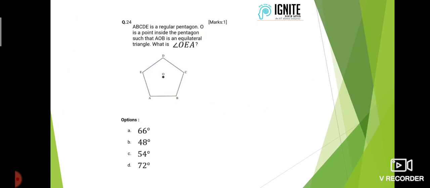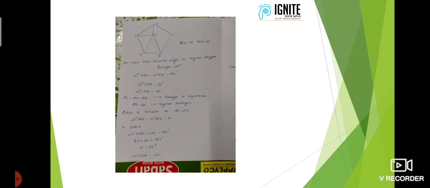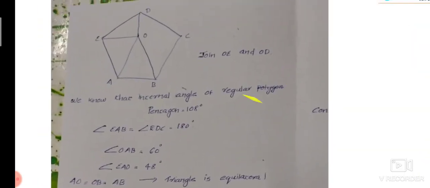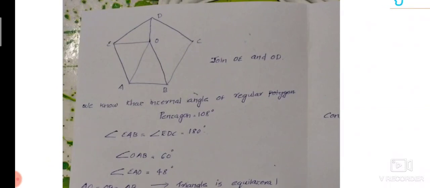ABCDE is a regular pentagon. O is a point inside the pentagon such that AOB is an equilateral triangle. What is angle OEA? So you're given a regular pentagon and there's a point inside that forms an equilateral triangle, and you're asked to find the angle OEA. You know that the internal angle of a regular pentagon is 108 degrees. So you can join the lines OE and OD so that you get some triangles, for the easiness of the problem.